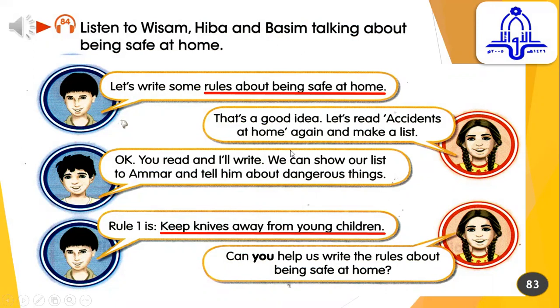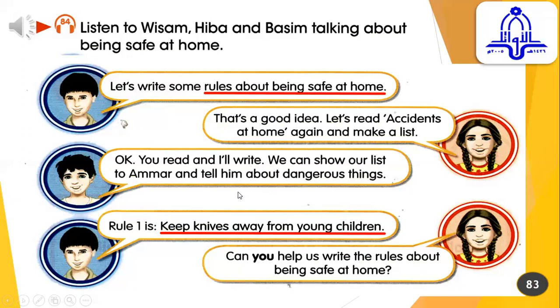Listen to Wissam, Hiba and Basim talking about being safe at home. Let's write some rules about being safe at home. That's a good idea. Let's read accidents at home again and make a list. Okay. You read and I'll write. We can show our list to Ammar and tell him about dangerous things. Rule one is keep knives away from young children. Can you help us write the rules about being safe at home?